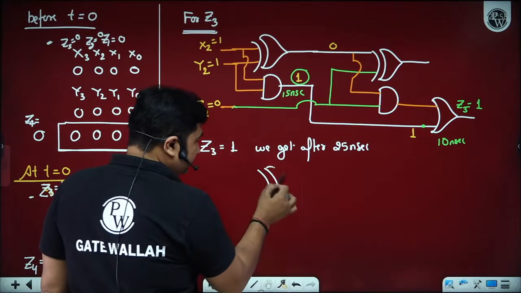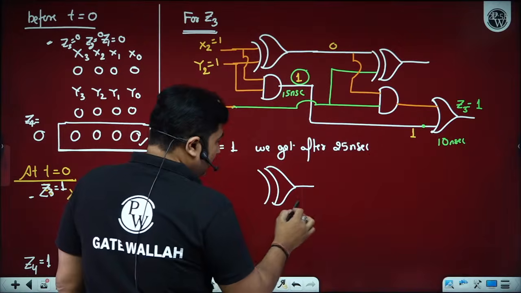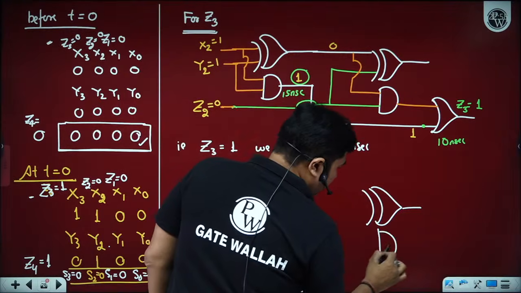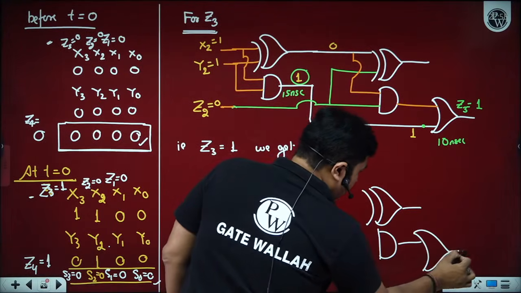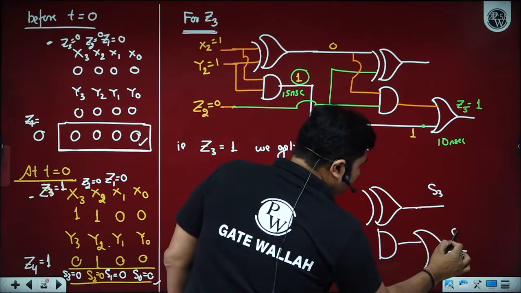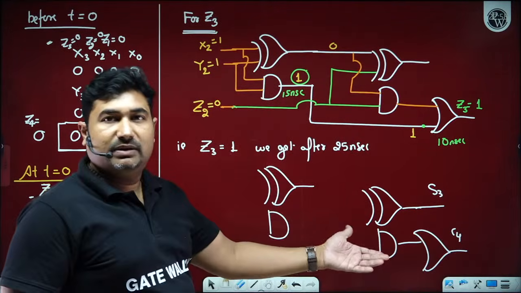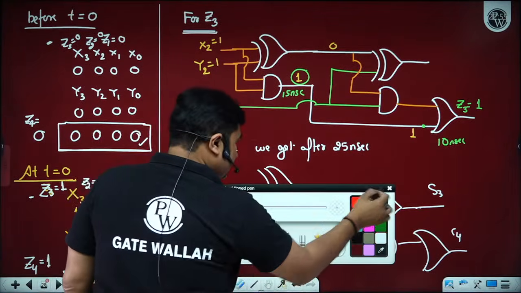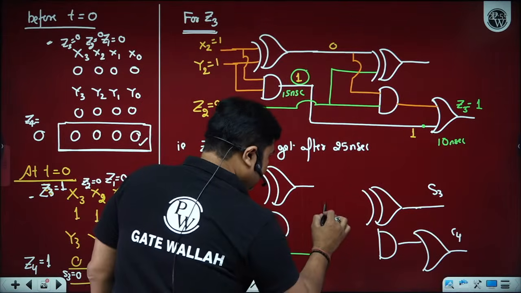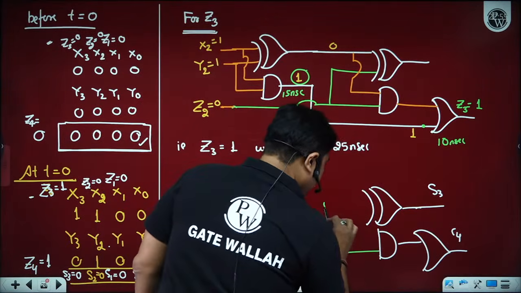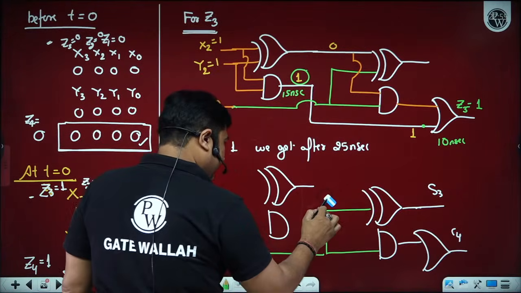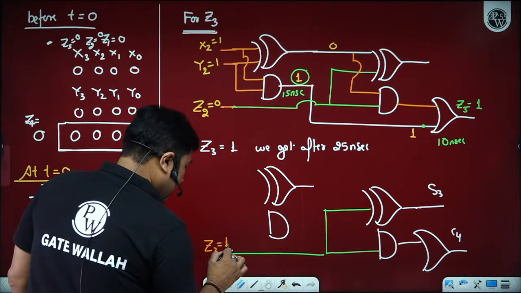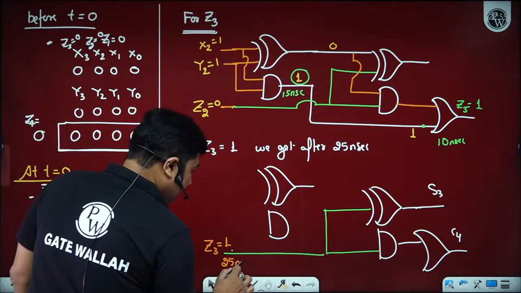Again observe. We have two half adders and one OR gate. Now I am interested in S3 and C4, because when S3 and C4 are available, we can say the data is available. So Z3 we are getting after 25 nanoseconds from initial. So Z3 is available as 1 after 25 nanoseconds from initial.